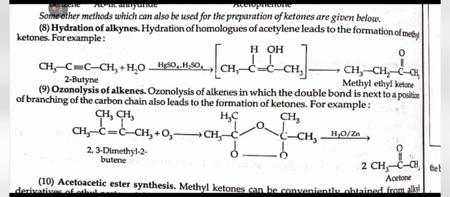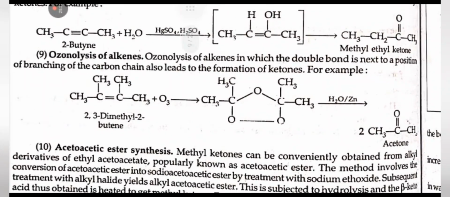Hydration of alkynes. Hydration of homologues of acetylene leads to the formation of methyl ketone. For example, 2-butyne on reaction with HgSO4 and H2SO4 will give methyl ethyl ketone. Oxidation of alkenes, in which the double bond is next to the position of branching of the carbon chain, also leads to the formation of ketone. For example, 2,3-dimethyl-2-butene on further reaction with H2O and zinc will give acetone.